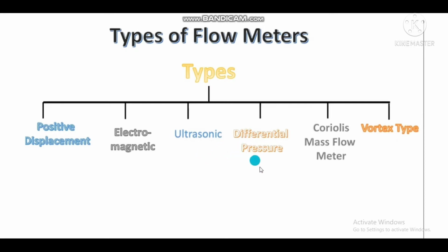And then there is the differential pressure type. This basically defines the flow rate according to the difference in pressure between two points by using a diaphragm. And then there is the Coriolis mass flow meter, a type of flow meter where we can detect the flow rate by using a particular pipe, a sensing pipe I can say, which senses the flow at a particular point. Then there is the vortex type, which is another type of flow meter.